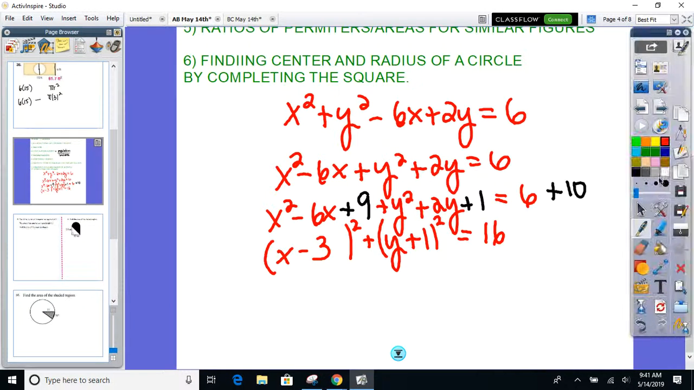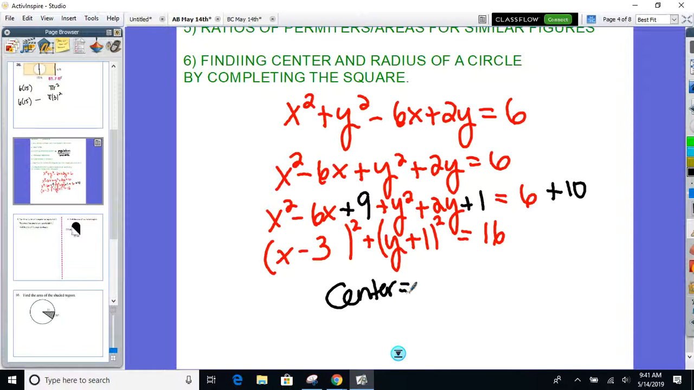Now, answer the question, what's the center? If I have negative 3 and positive 1 in here, I change the sign. So the center is going to be positive 3, negative 1. And this is not 16, it's not the radius length. It's the radius length squared. So what number did I square to get to 16? 4. That's the radius length. All good there.